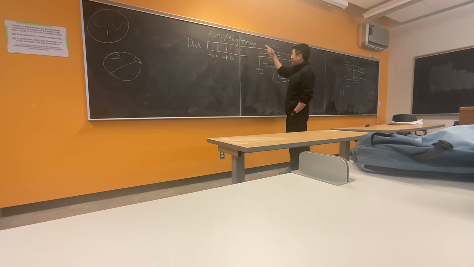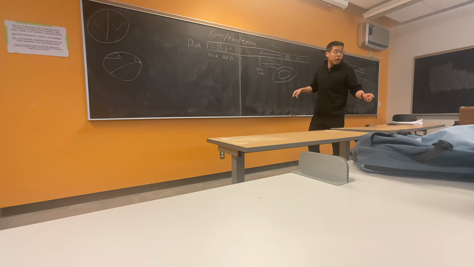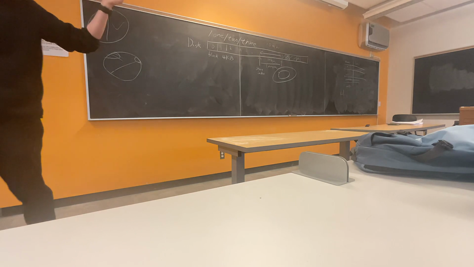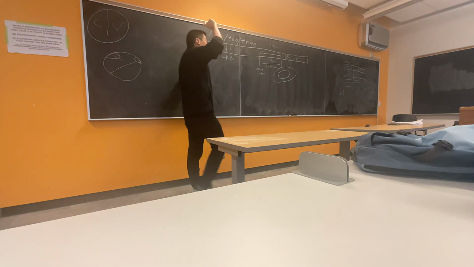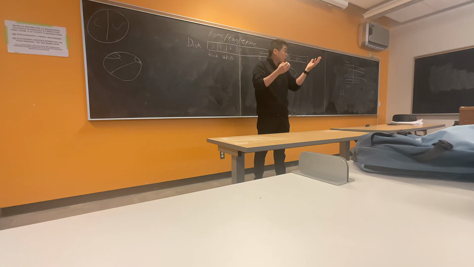So the blocks, I'll use A, B, C, D to indicate the logical blocks of the file. It could be A is here, B is here, C is there, so on and so forth. They're just randomly allocated. So if that's the case, we need to keep track of the location of every single block of this file.